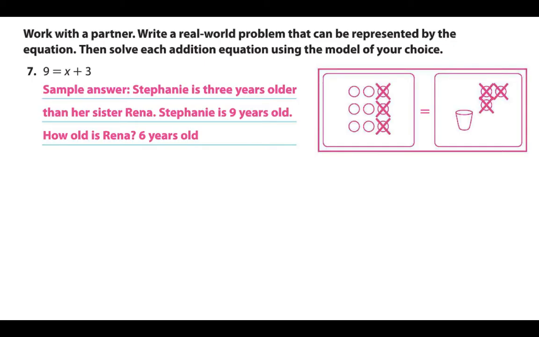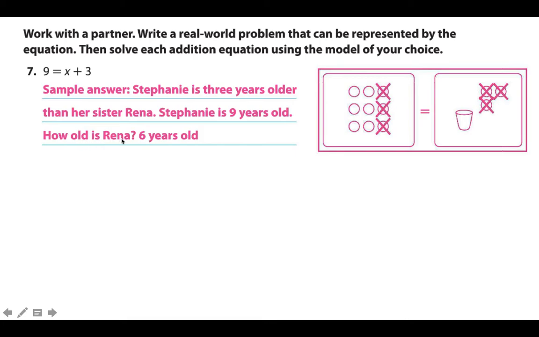So here's a suggestion, and when I look at your papers, you should not have this written down. This is just a suggestion. All right, so a sample answer. Stephanie is 3 years older than her sister Raina. Stephanie is 9 years old.